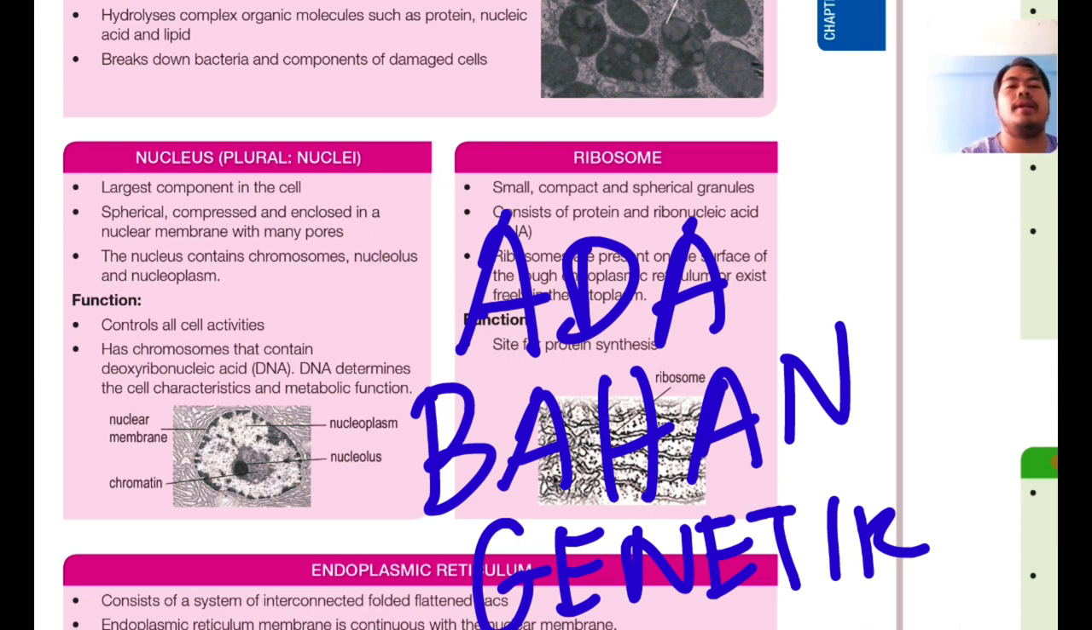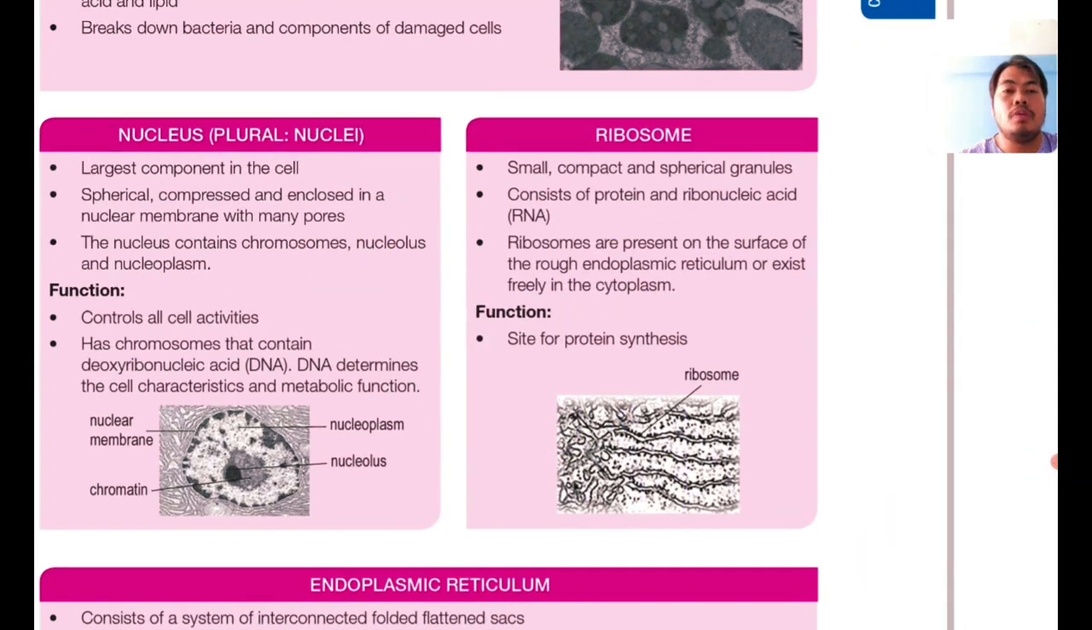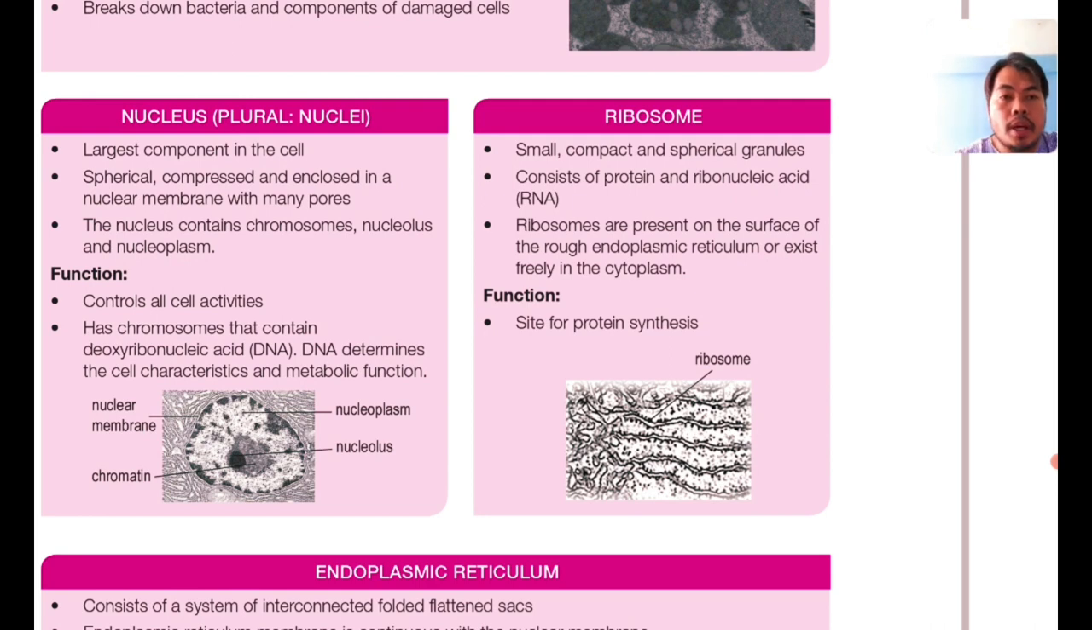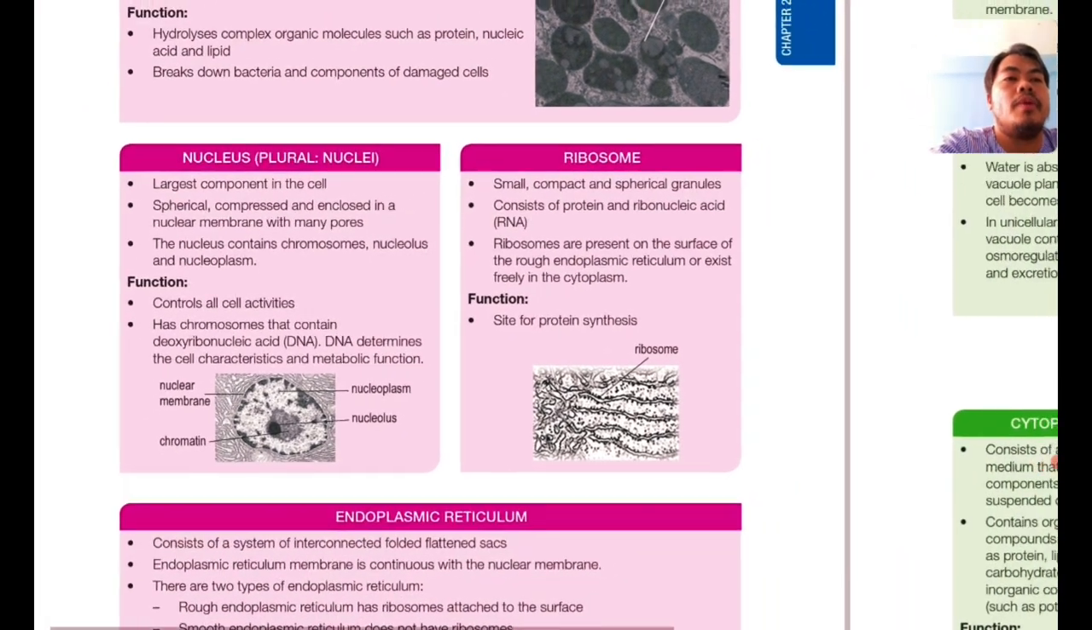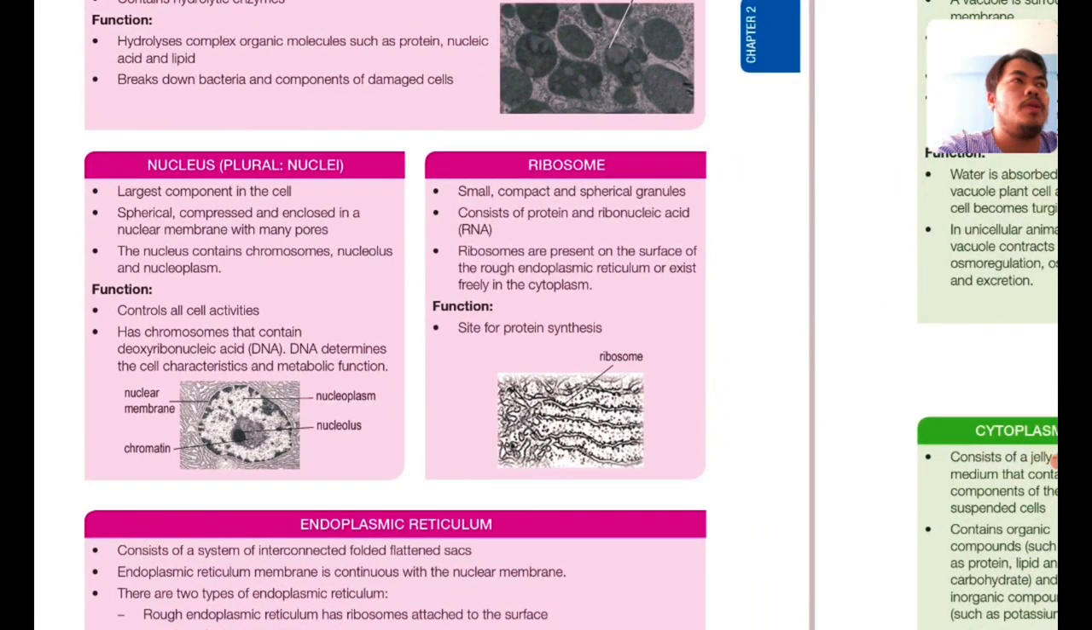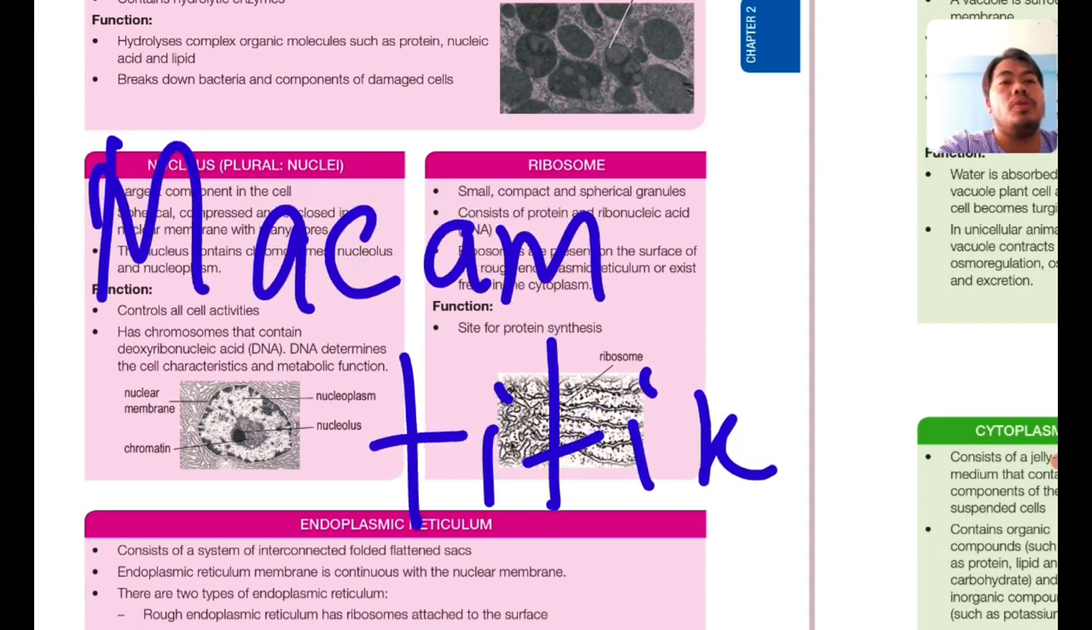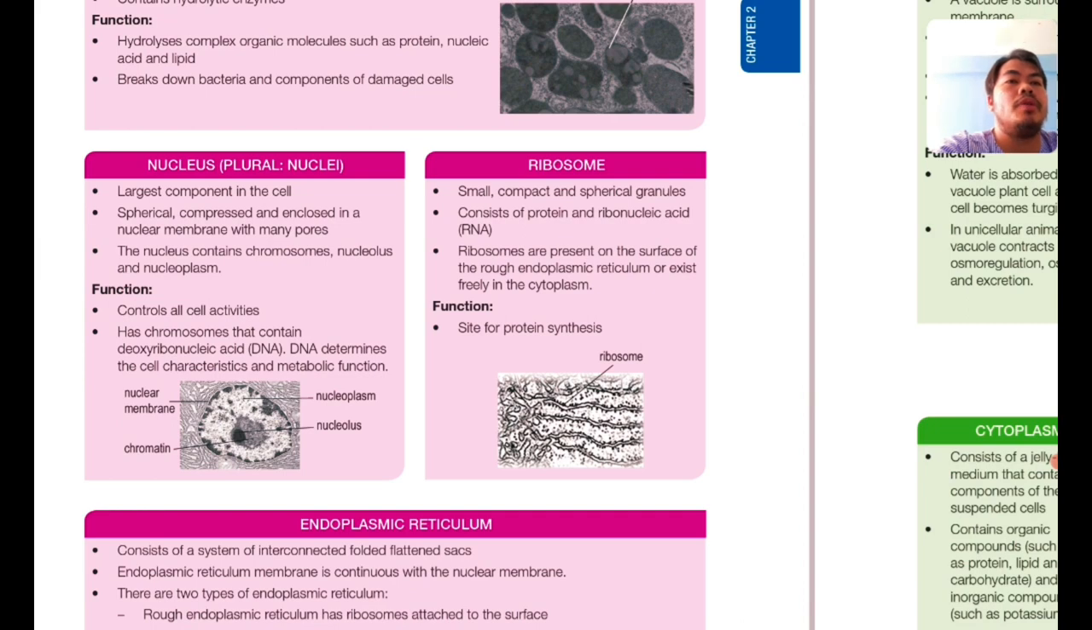The chromosomes contain deoxyribonucleic acid, DNA. DNA determines the cell's characteristics and metabolic functions. So we have a nuclear membrane, and we have nucleoplasm, nucleolus and chromatin, all inside the nucleus. Now let's take a look at the ribosome. The ribosome is the worker. Same goes with the Golgi apparatus just now. The ribosome is like a dot. Small, compact and spherical granules consisting of protein and ribonucleic acid, RNA. Ribosomes are present on the surface of the rough endoplasmic reticulum or exist freely in the cytoplasm.